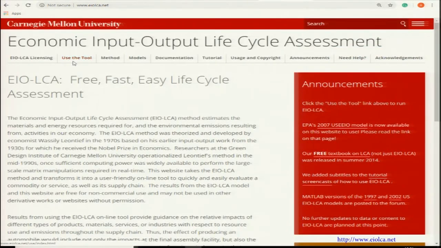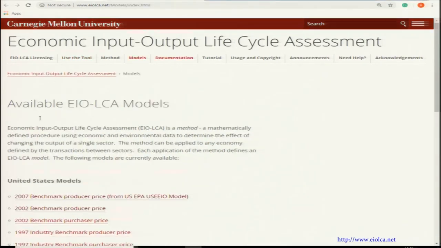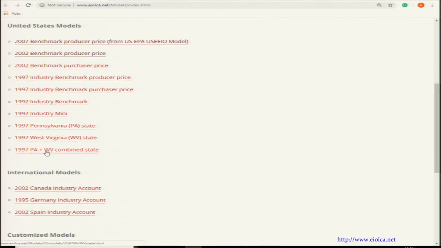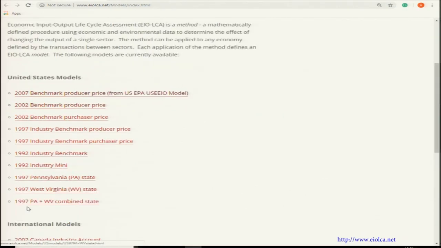Okay, before coming to the tool, let me tell you what the method is. There are certain models which are available. These are the models which are developed. These are the 1997 PAW plus WW combined state. Different states have provided them, West Virginia, Pennsylvania, then the 1992 model, then from 1992 onwards industry benchmark, purchaser price and producer price models are coming into play. So 2002 has two models, the purchaser price model and the producer price model.